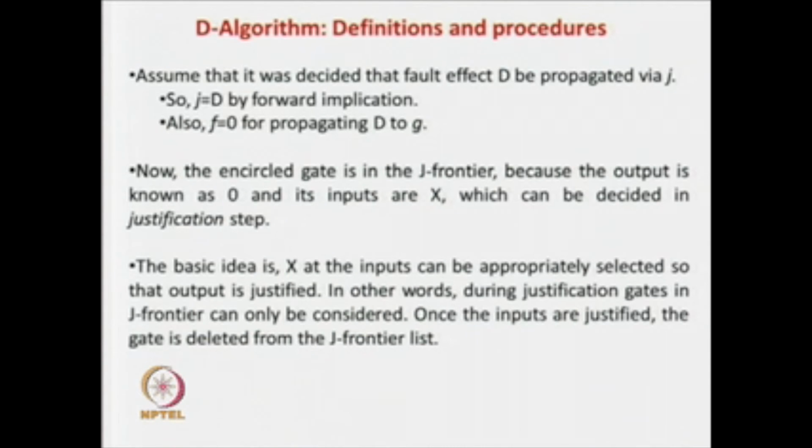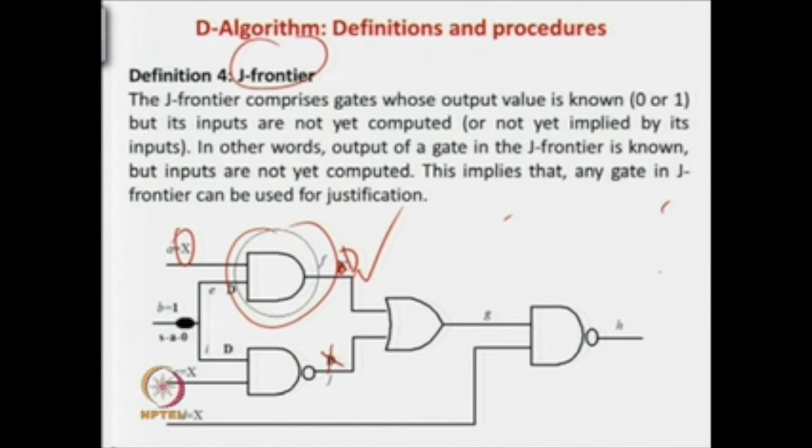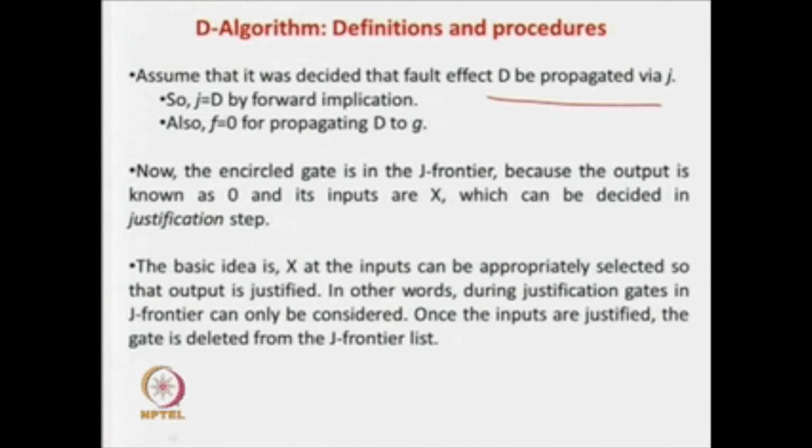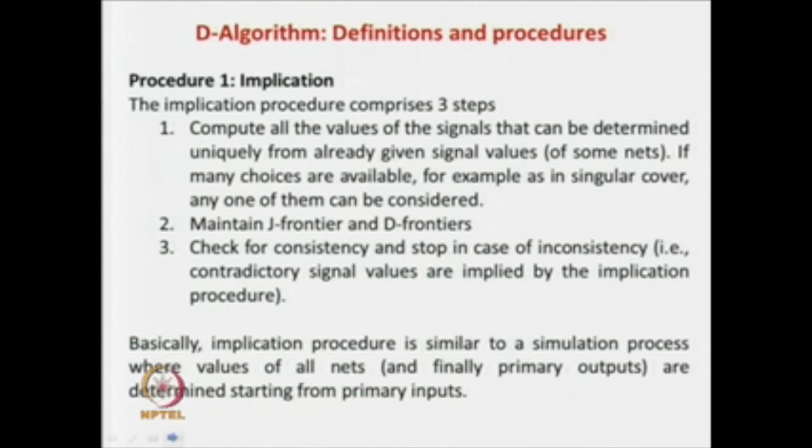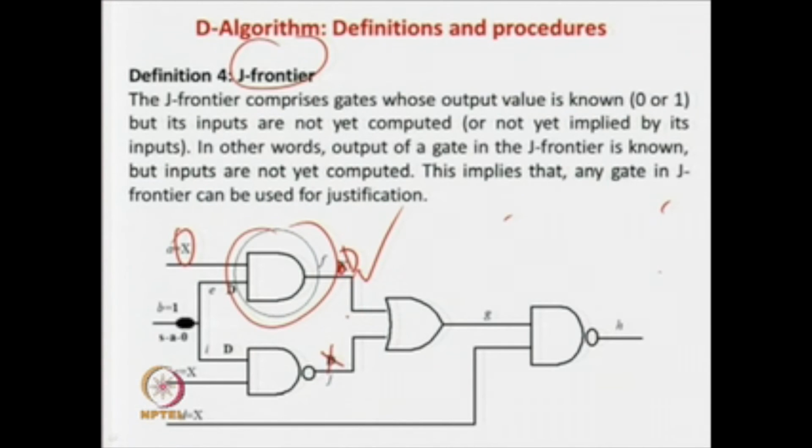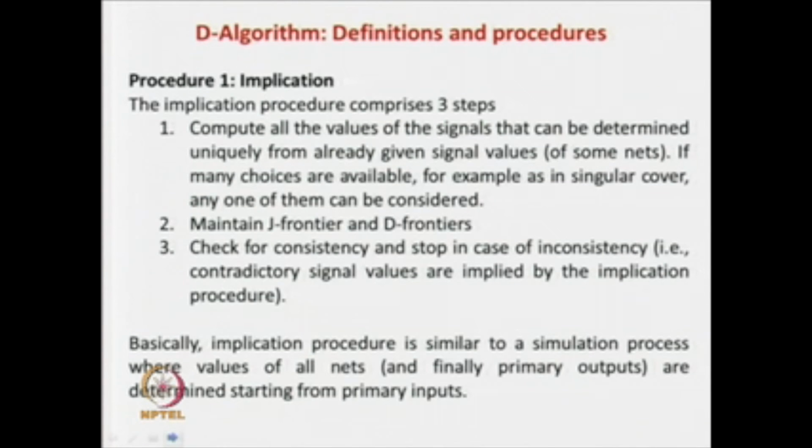Whatever we were saying is that in this last example, assume that it was decided that the fault effect will be propagated via J. So we are actually affecting the same example, the same idea is there. We may not go for this one. The same thing we have discussed about the J frontier and the D frontier is elaborated in a detailed manner over here. This example is detailed in this slide, so you can see.